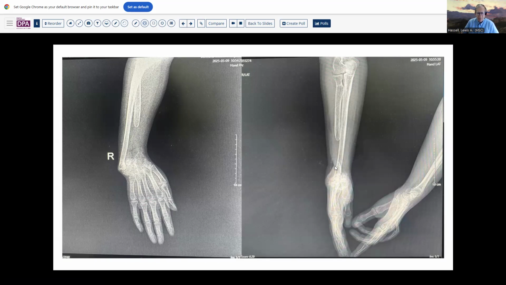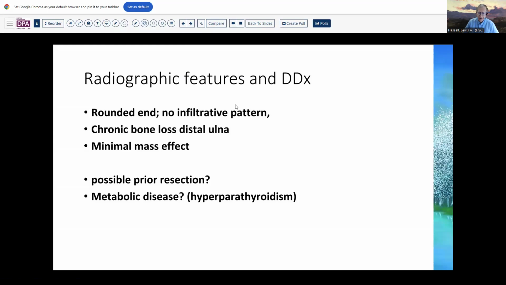We don't see too much of a mass lesion here in this area where there are relatively smooth contours of the soft tissue. But this is where the tissue has come from. And the sample that I received in consultation was of a spindle cell tumor. There was very little accompanying history, and I showed the X-rays to my radiology colleagues, who wondered about some sort of prior resection, or possibly whether there was a metabolic disease, hyperparathyroidism, leading to some degree of osteopenia and chronic bone loss in this setting.